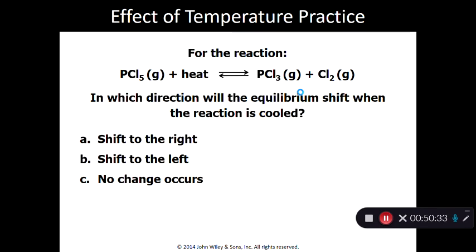For this reaction, how about this one? System is going to be cooled, lower temperature. Heat is going to be lower. So we decrease heat. System is going to produce that. System is going to produce heat, produce PCl5. System shifts to the left.